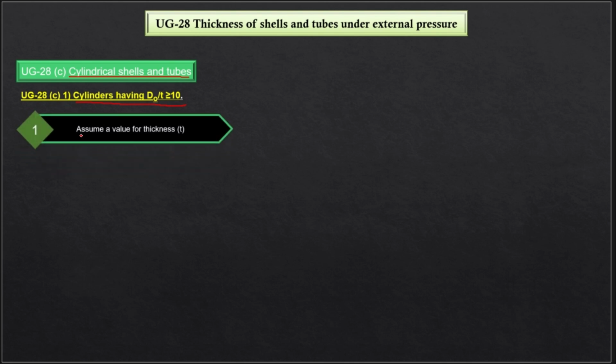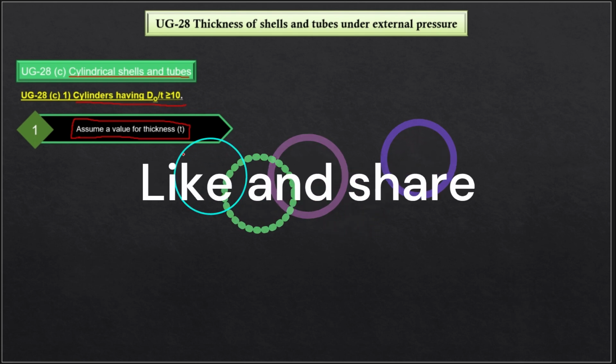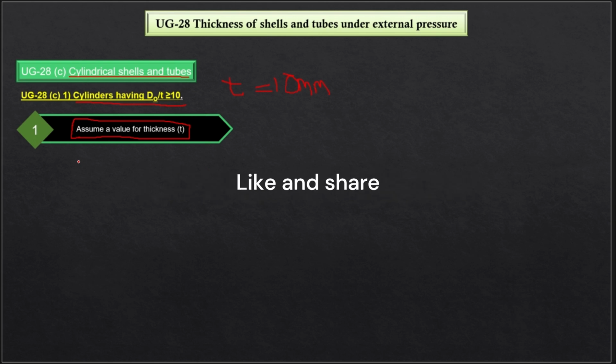In the first step, assume a value for thickness. We are just assuming one thickness value, guys. Anyway, we already calculated thickness for internal pressure by using UG-27. We already have UG-27 formulas for internal pressure. So if we get t equal to 10 mm for internal pressure, we can assume 10 mm here, or you can assume any random value for calculation purposes. Engineering means assumptions, right? So we need to assume some dimensions. We need to fulfill our criteria.